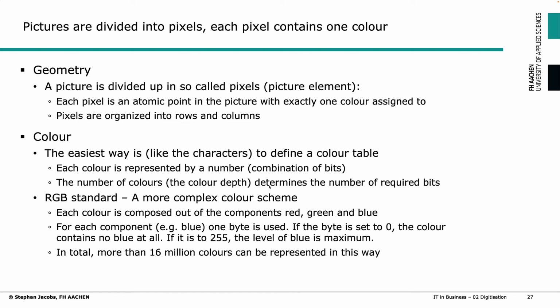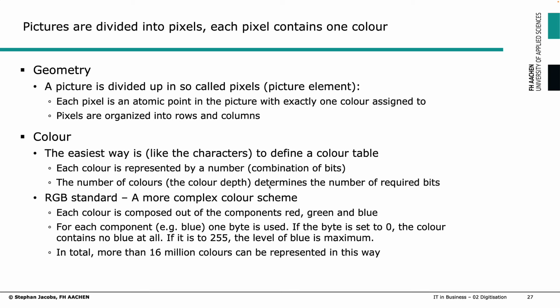When you look at colors, the easiest way to define a color table is to handle it with characters. Each color is represented by a number, which is a combination of bits, and the number of colors, that means the color depth, determines the number of required bits. There are different standards. One very commonly used is the RGB standard, which is a little bit more complex. So what does RGB stand for? Actually, it means red, green and blue.